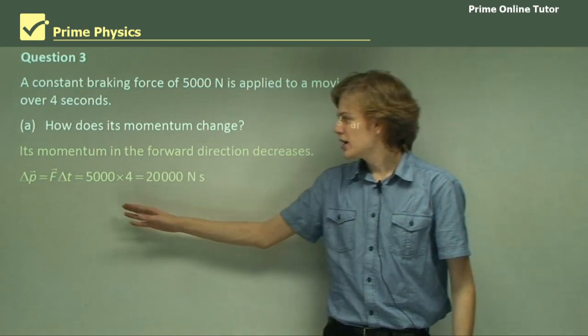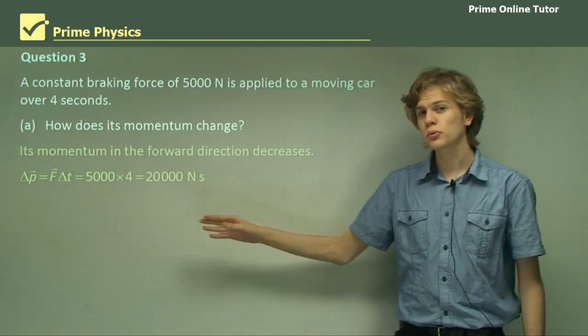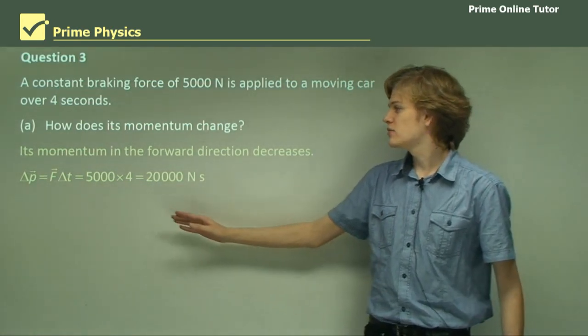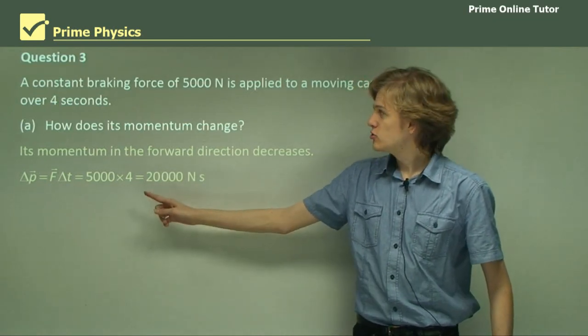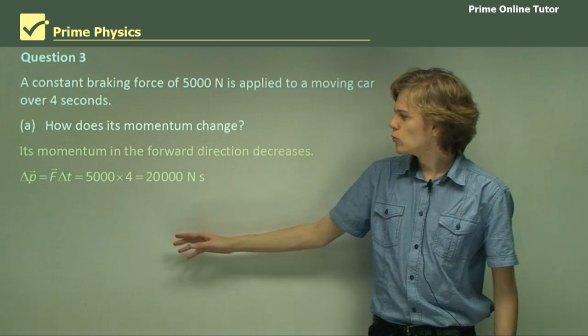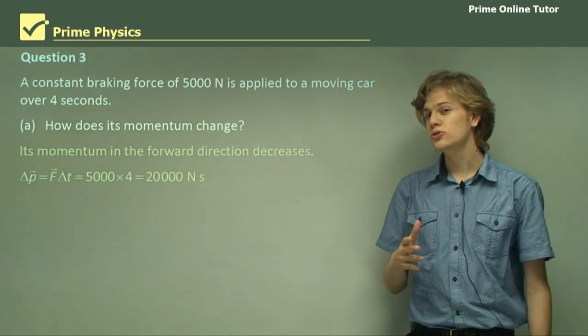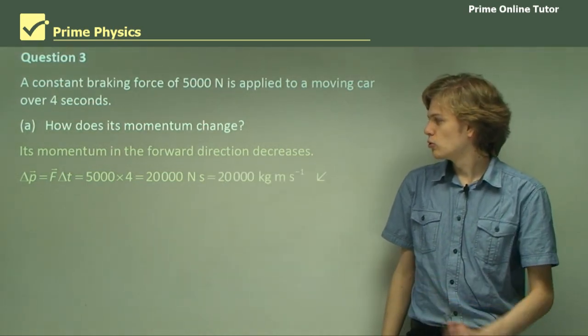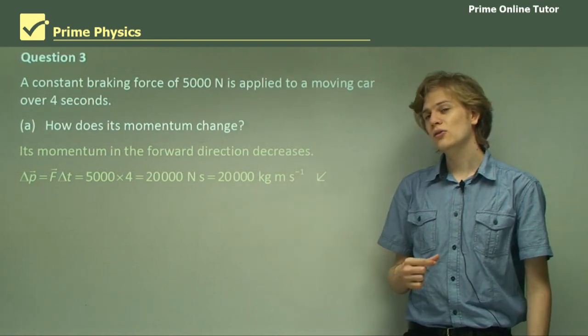So our change in momentum will be force multiplied by the change in time. That's our equation for impulse. Substituting 5,000 newtons for the force and 4 seconds for the time, we end up with 20,000 newton seconds, or equivalently 20,000 kilogram meters per second.